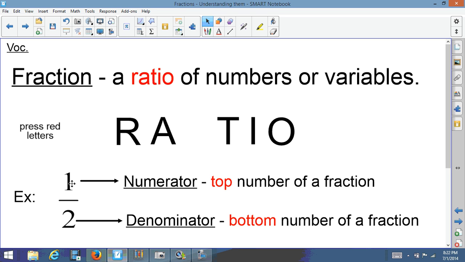So, for example, we have 1/2. The 1 is the top number of the fraction, and that's called the numerator. The 2 is the bottom number of the fraction, and that's called the denominator.